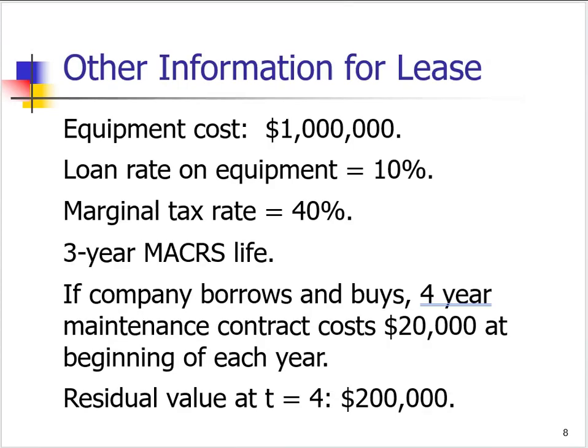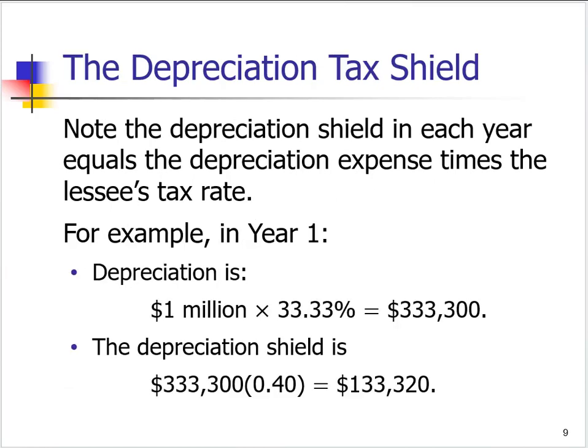The other information, though, is that we could buy this asset. It costs $1 million. The loan rate is at 10%. Tax rate's at 40%. It's a 3-year MACRS life asset. If we borrow and we buy a 4-year maintenance contract, the contract's going to be $20,000 payable at the beginning of each year. And at the end of the time frame, there's going to be a residual value of $200,000.